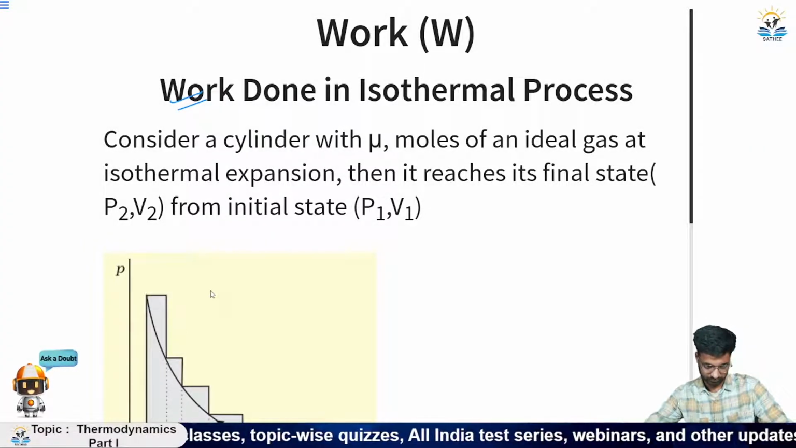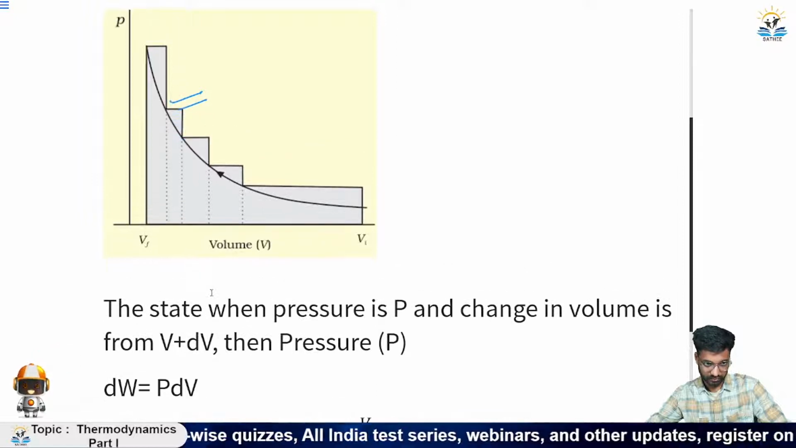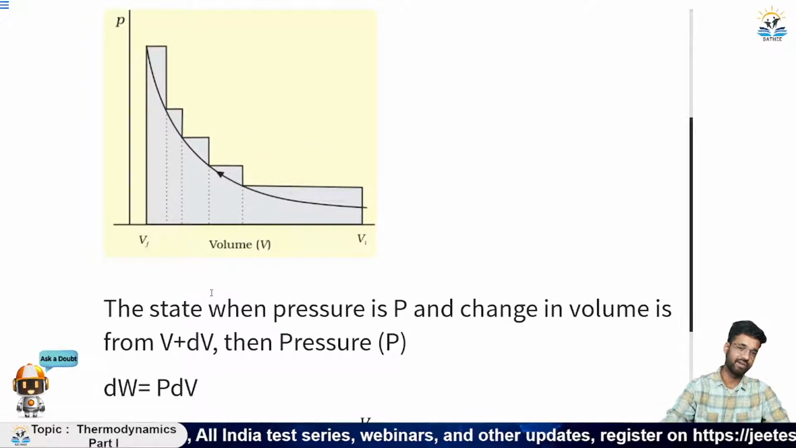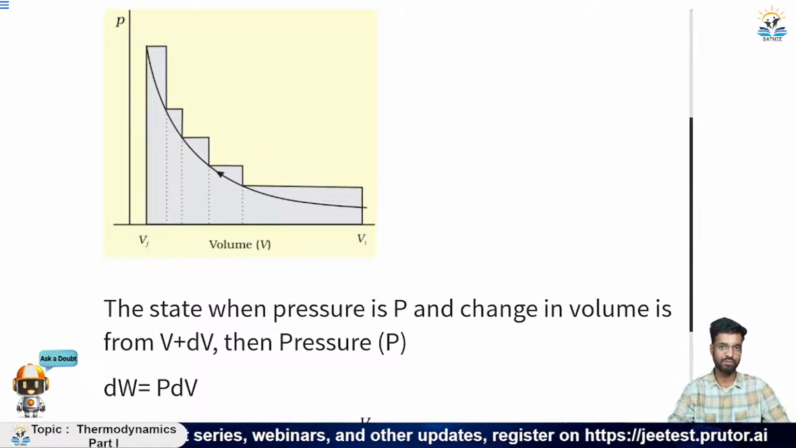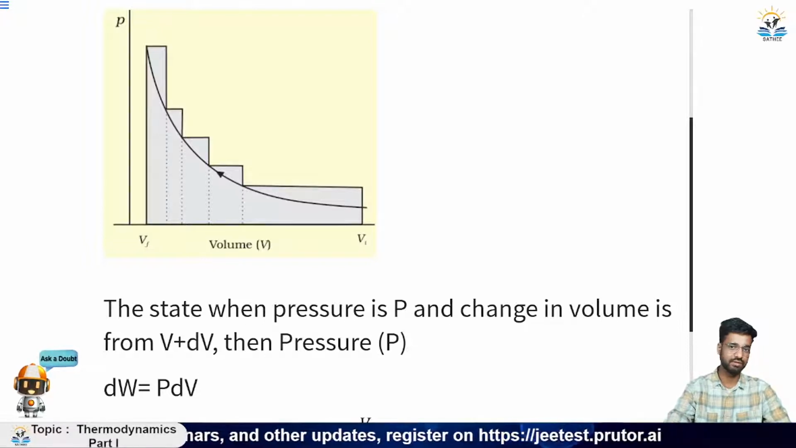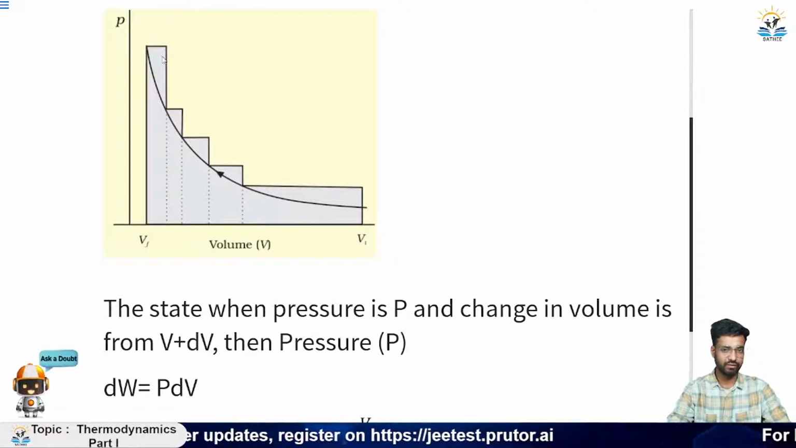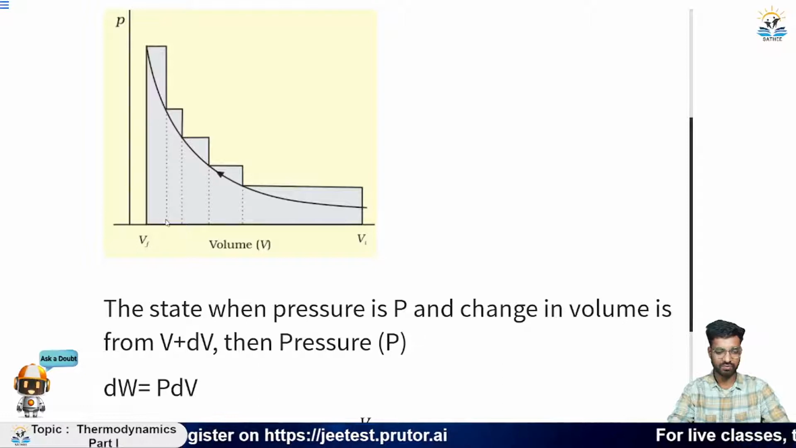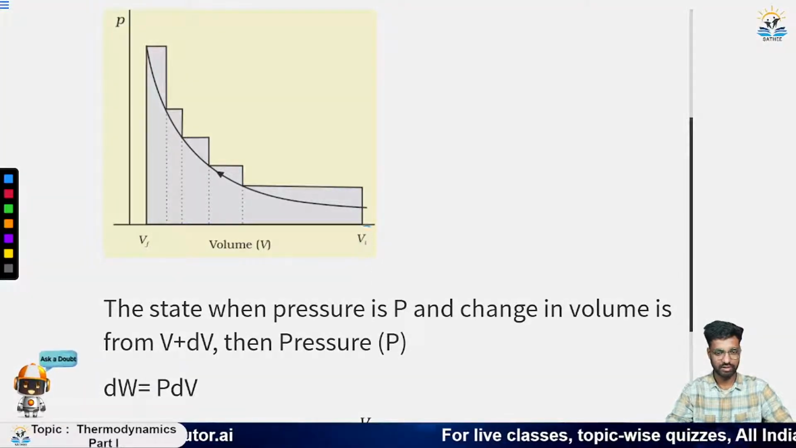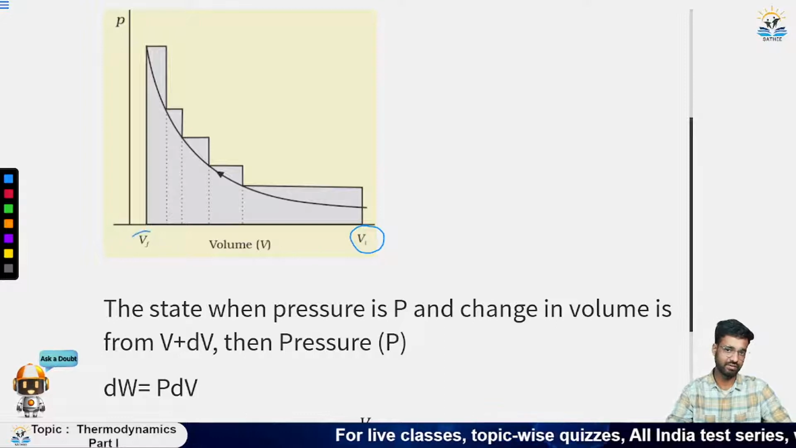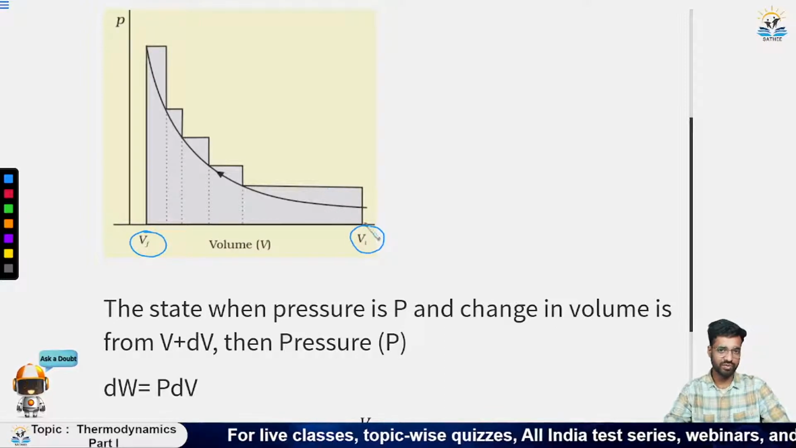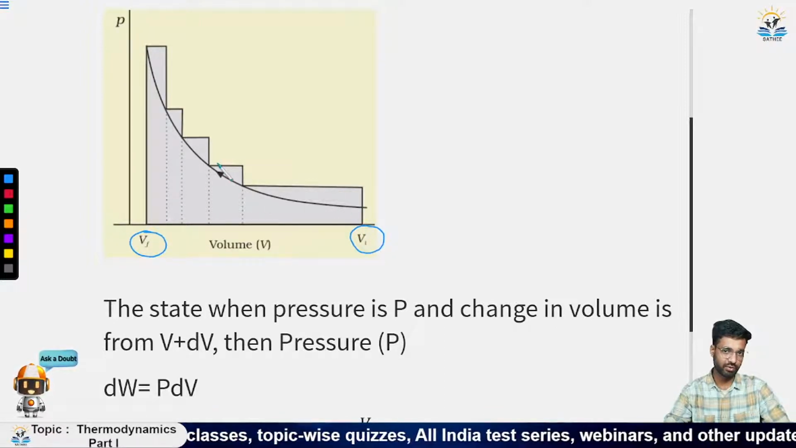So yeah, I told you earlier that I will define reversible and irreversible more clearly when we're calculating the work done. Here you can see that we are moving from one state to another. Suppose this is the initial one, and this is the final one. Now, when we are moving from initial to final, we are doing it in small steps like this.